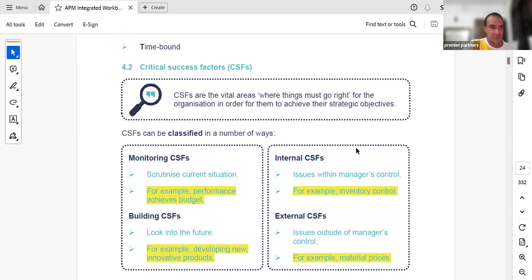Internal critical success factors, I mean, CSF that you set within the organization and for factors that are within manager's control. Production manager will have his CSF, marketing will have his own CSF, finance, and then external. Critical success factor that relates to issues outside of manager's control. For example, material price, right? I mean, can you control? You can't, but you can negotiate, have certain measures in place like buy, stock, and keep, isn't it? So these are the ways you classify critical success factors. You don't have to specifically go under this classification. You can even name it generally. Unless otherwise they specifically say in the exam, don't go to classify.